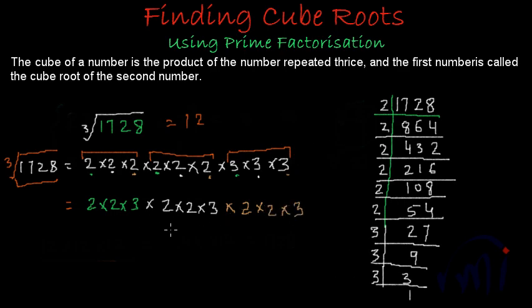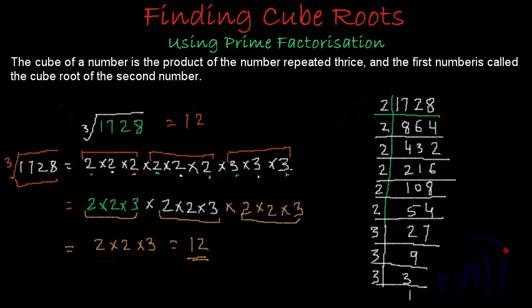So in this way we can write 1728 as 3 repetitions of the same set of factors, right? So when we find the cube root, we have to take only the one set of factors. So this will be 2 multiplied by 2 multiplied by 3, that is 12, right? So here also we got the cube root as 12. And now you can understand why we are grouping the factors in 3 each.